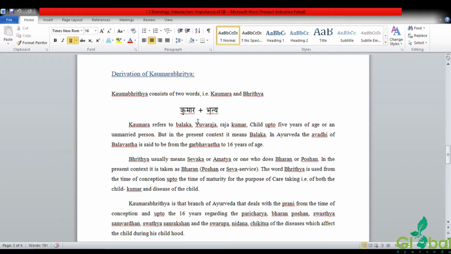Now we will see what is the derivation of Kaumarbhritya. We know Kaumarbhritya is a study of Balaka, and we have seen what it deals with. So what is Kaumarbhritya? Kaumarbhritya consists of two words, that is Kaumara and Bhritya.